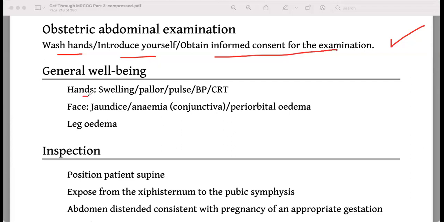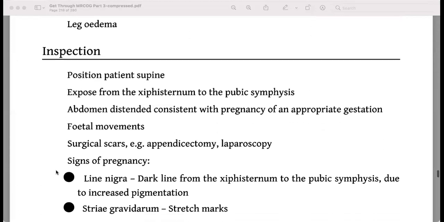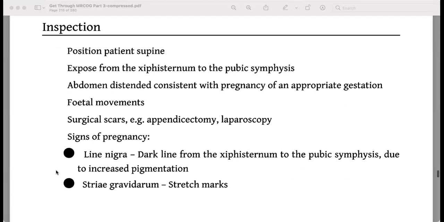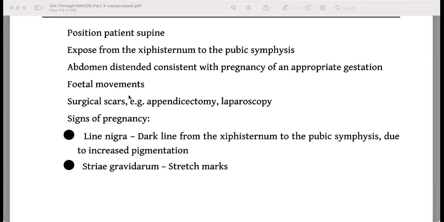So patient hands for swelling, pallor, pulse, and blood pressure, and any CRT. Face: you're looking at the face for jaundice, anemia, and periorbital edema, leg edema, okay? Inspection: position the patient as supine, and expose from the sternum to the pubic symphysis. Abdomen distended, consistent with the pregnancy of an appropriate gestational age.